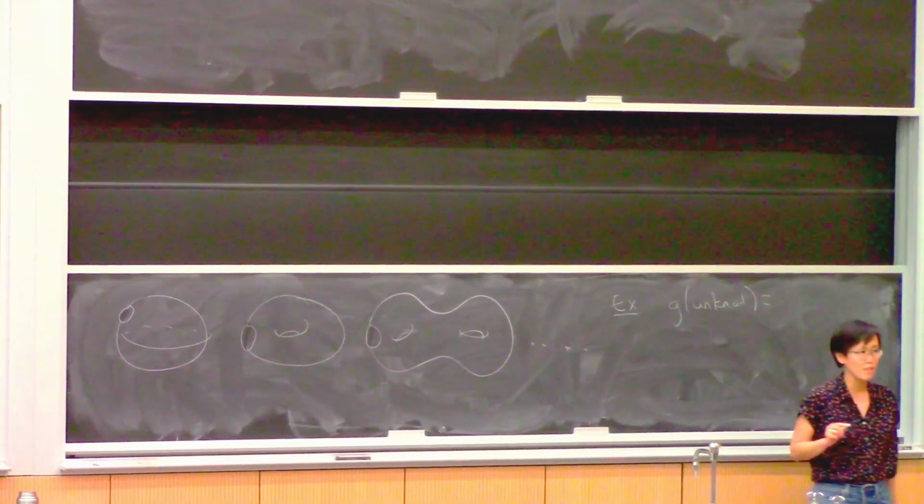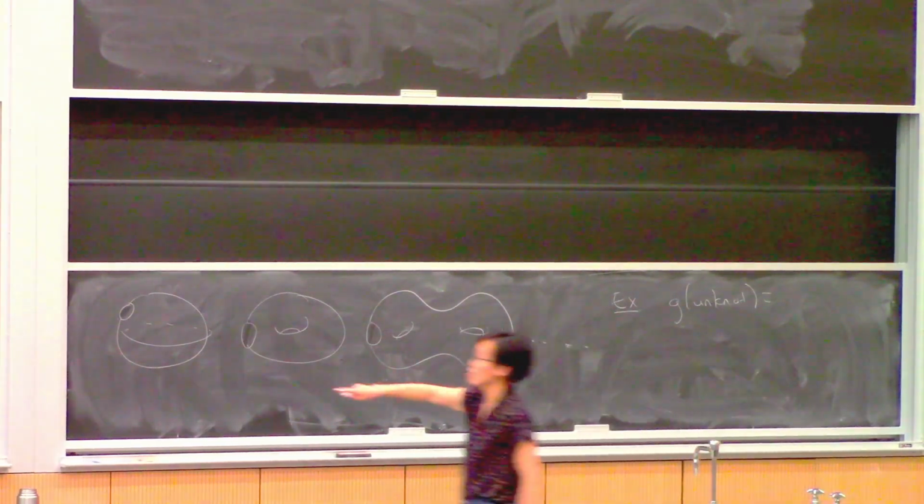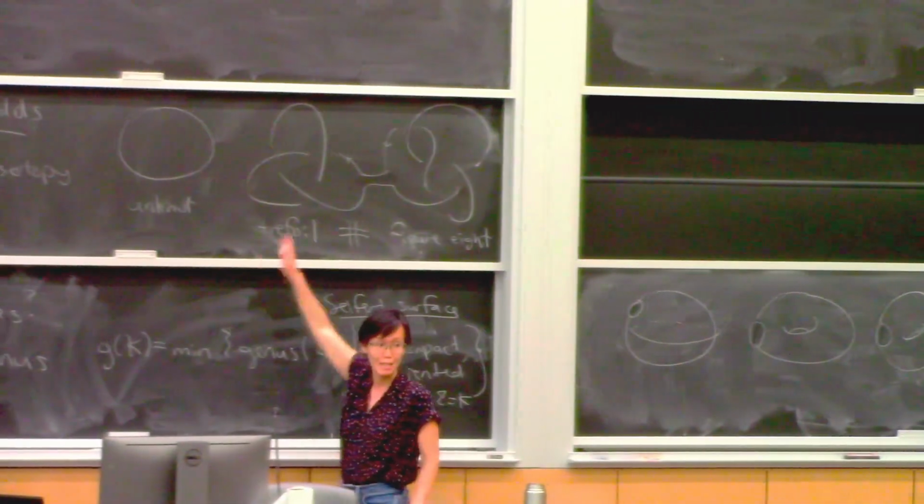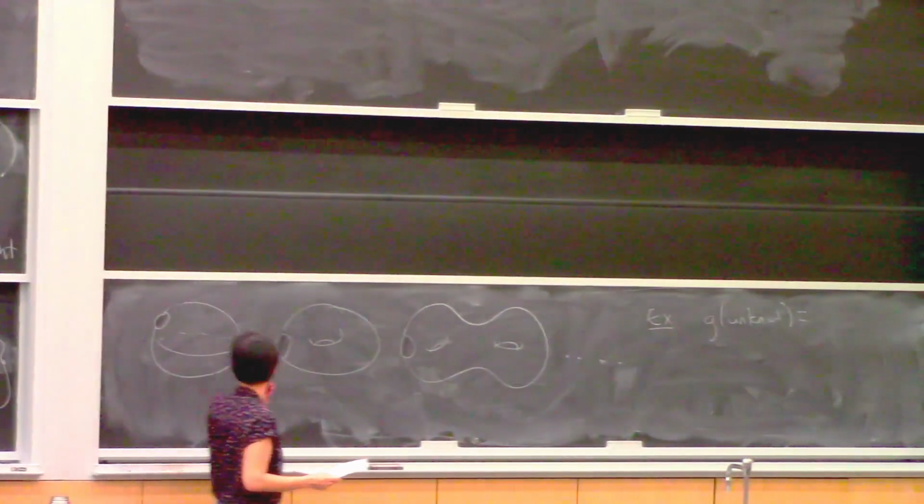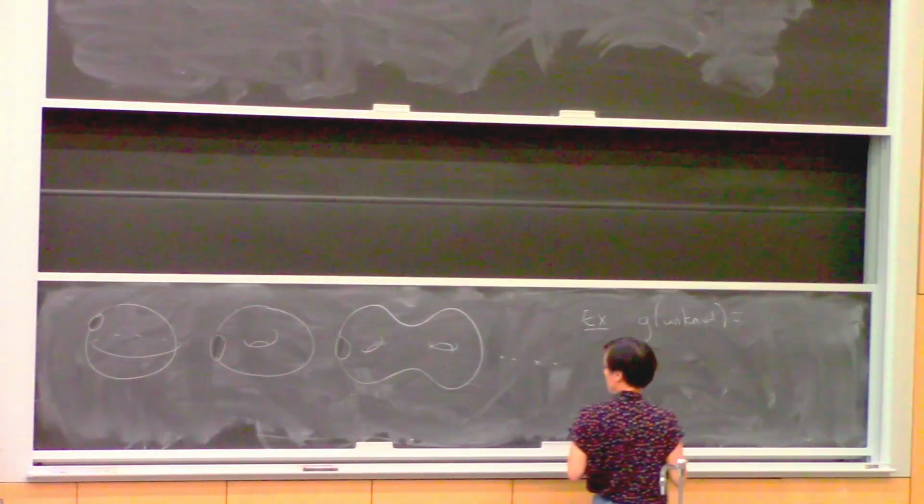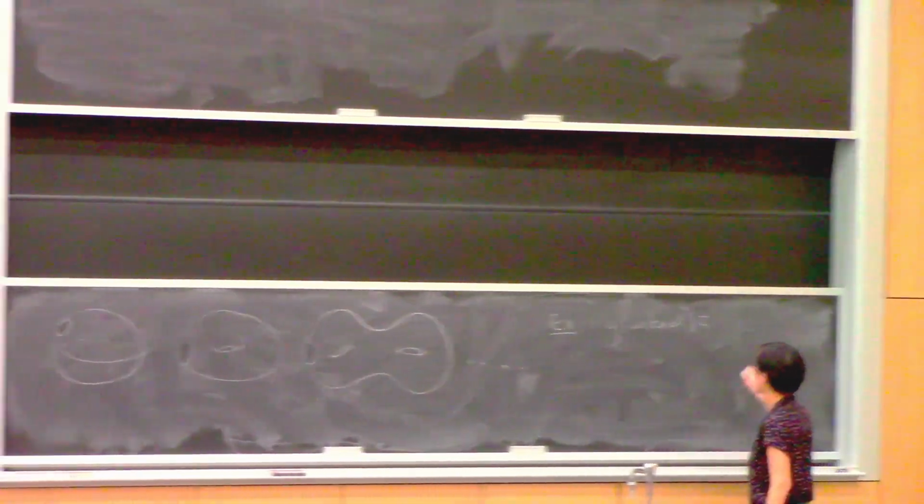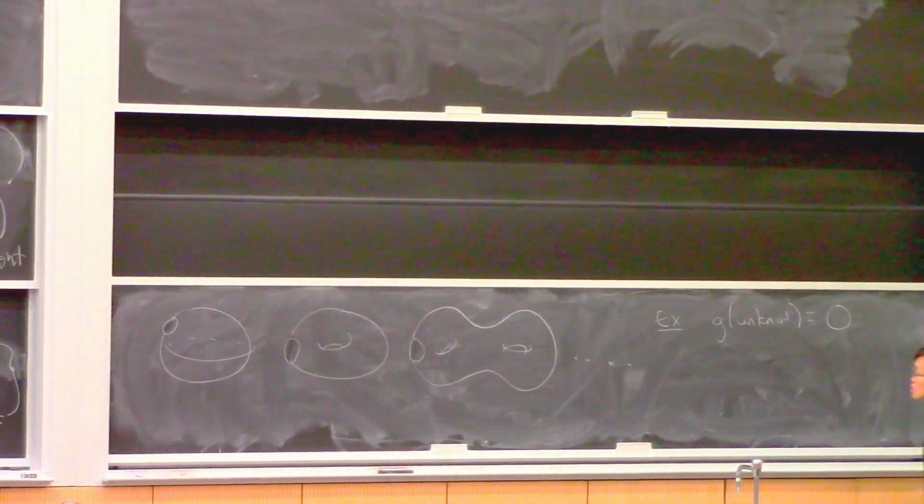So what's the genus of the unknot? 0, right? Well, the unknot bounds a disk. It bounds this disk that you just see sitting at the board. A disk is homeomorphic to a sphere minus an open disk. So the genus of the unknot is 0.